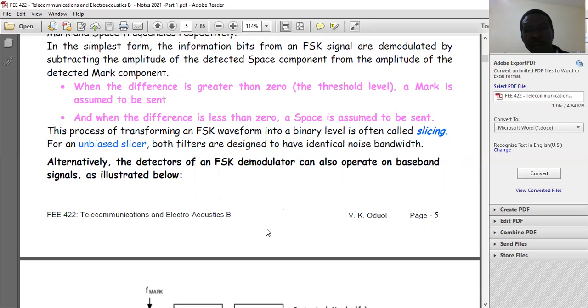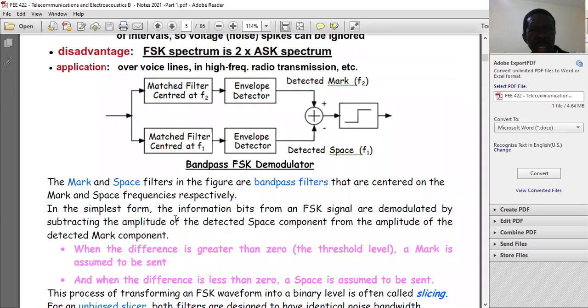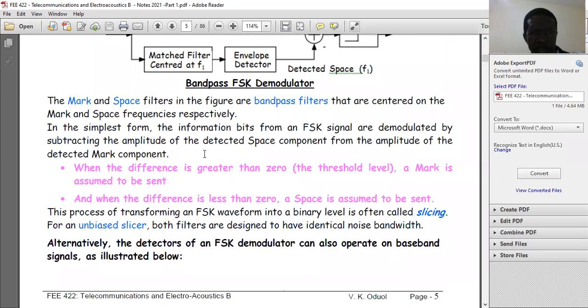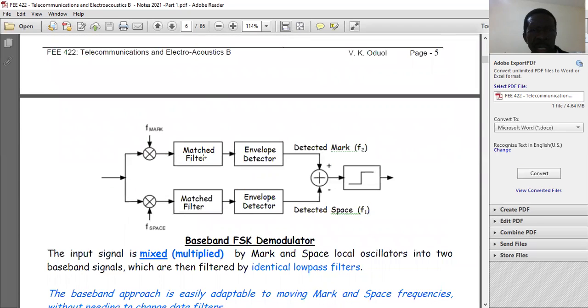You can also have these detectors operating at baseband. You see here the filter is centered at F2 and then another one centered at F1, so higher up in the band. If you want them to operate at baseband, then you have to shift the incoming signal first.